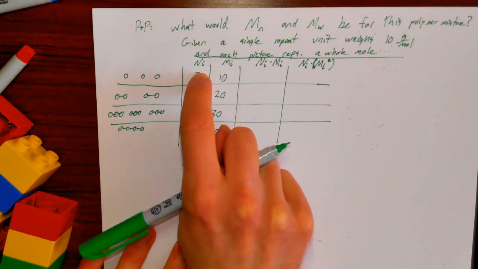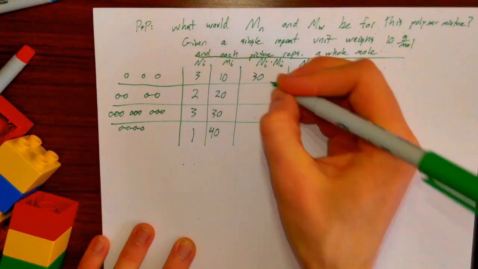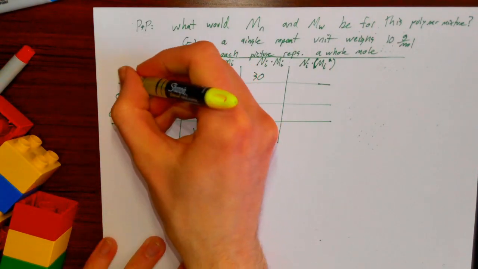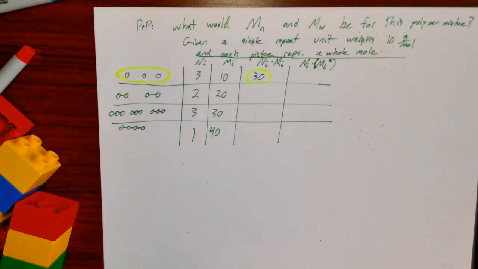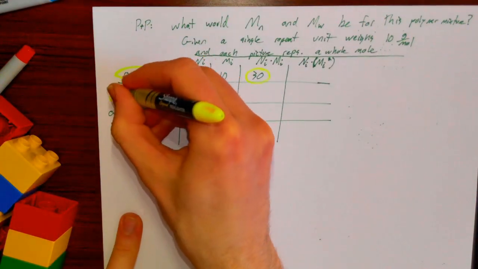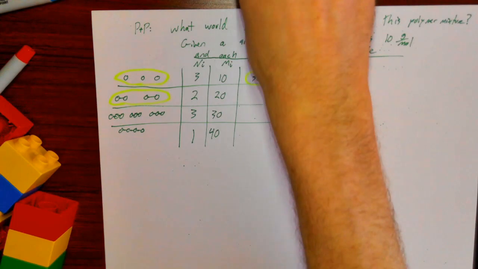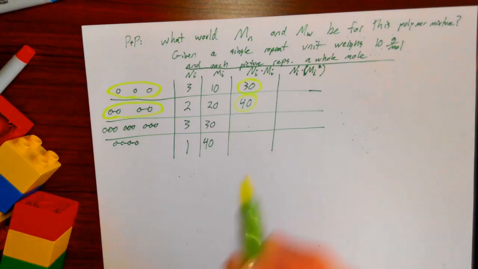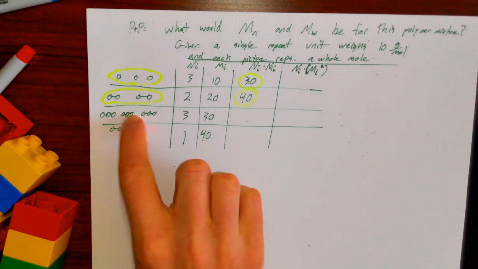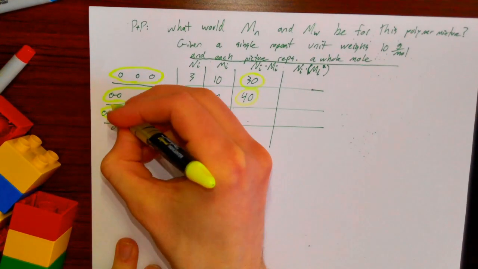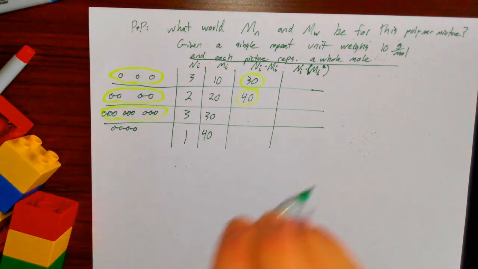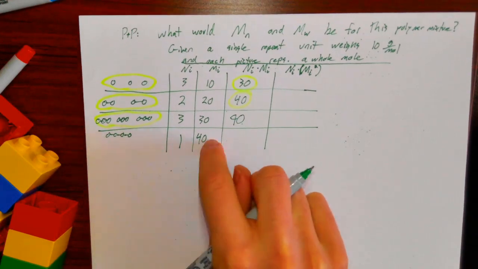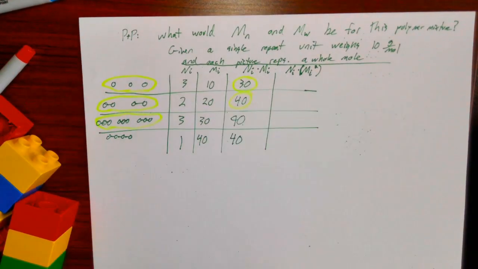N sub i times M sub i, what's that? Well, that's just the product of these first two columns. So all of the mass of everything here is 30. All of the mass of everything here, this times this, is 40. All of the mass of everything here is 3 times 30, so that's 90. And all of the mass of everything here is 1 times 40, or 40.